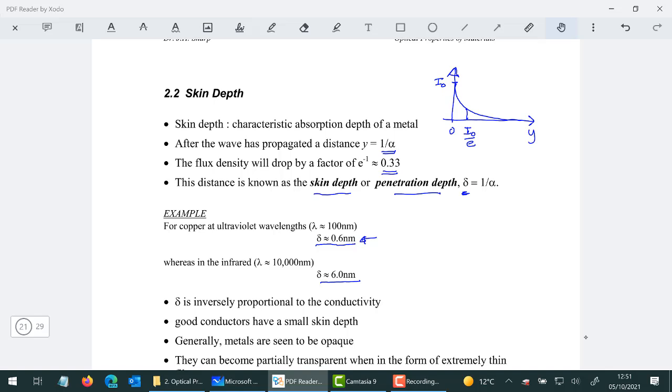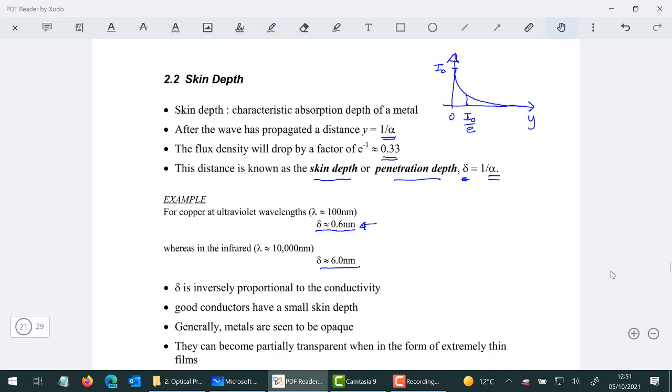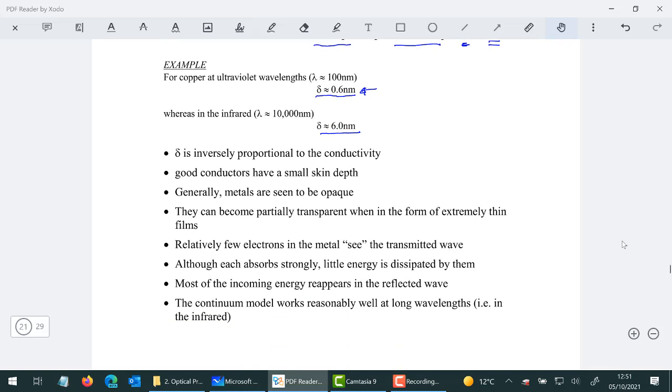We've seen that delta is inversely proportional to the conductivity. Good conductors have small skin depth, and that fits with what we see in the real world. If we pick up a metal, then generally we can't see through it. It's opaque, and that's because the light gets absorbed very quickly at the surface. We can make very, very thin films of metal, and they can then become partially transparent.